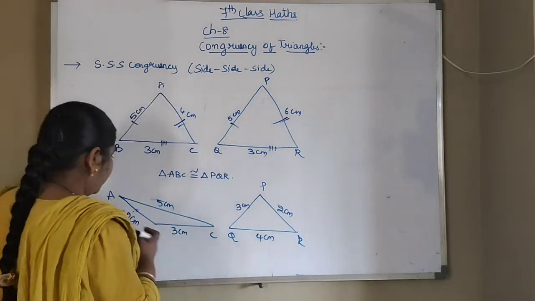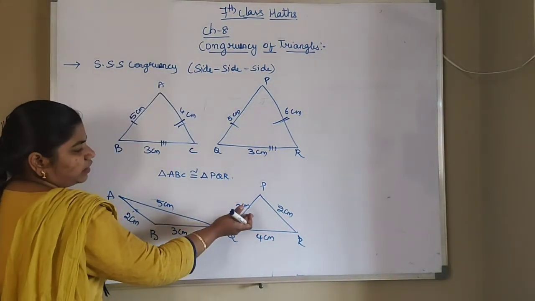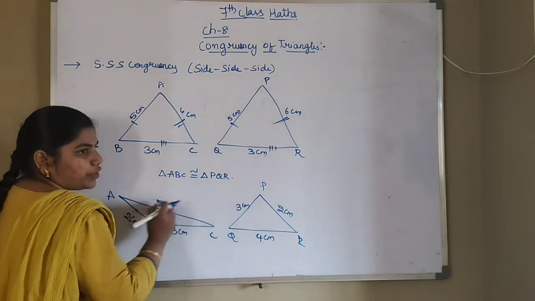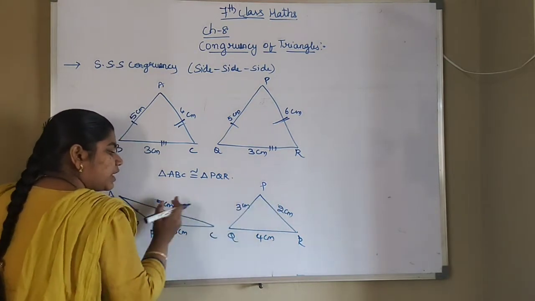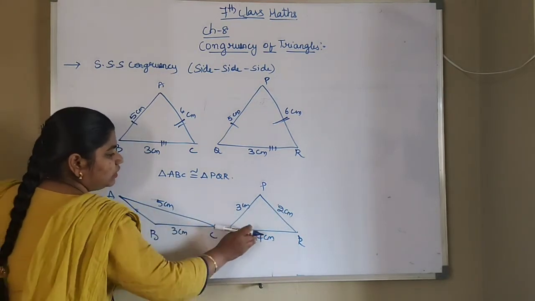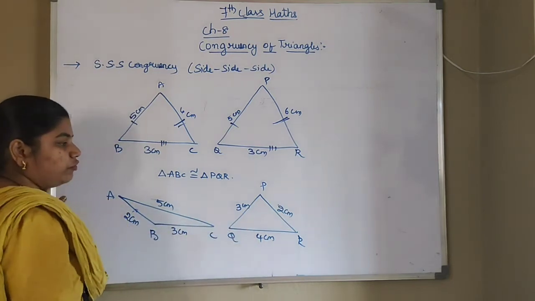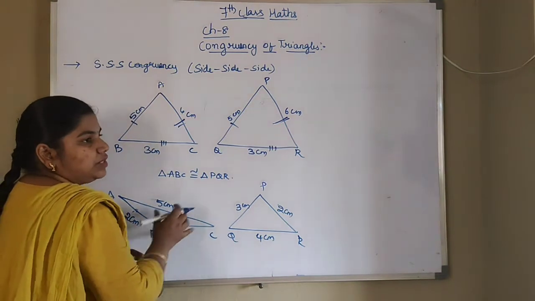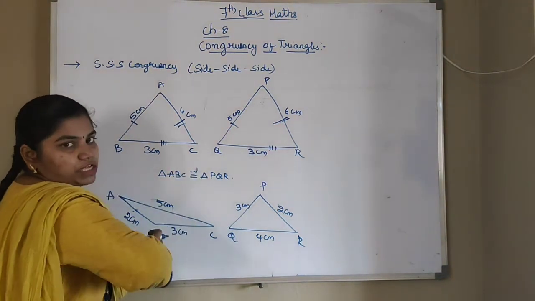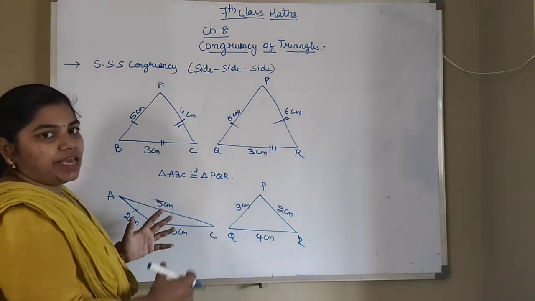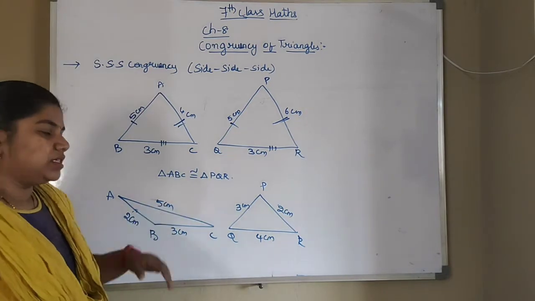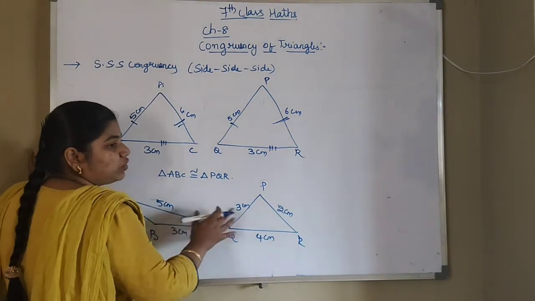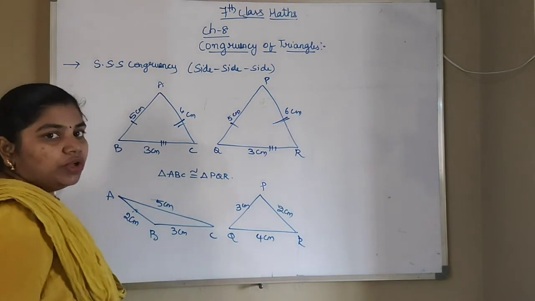No, because here 2 centimeters is there, here 3 centimeters. These 2 sides are not equal. In the same way, these 2 sides are not equal. In the same way, these 2 sides are not equal. So if you take out this triangle and place it on this, these 2 triangles are not equal. They do not have the same shape and same size. So we can't say these 2 triangles are congruent to each other.